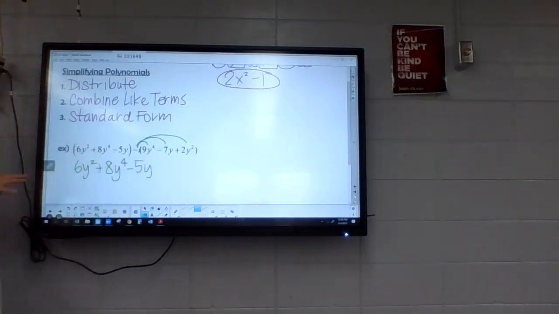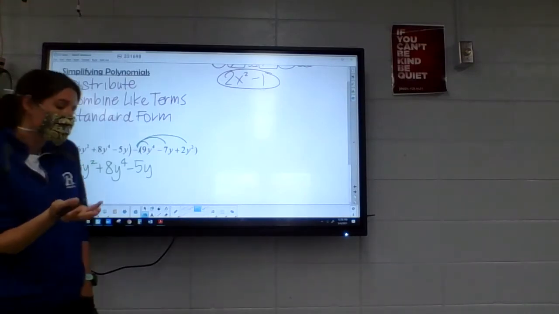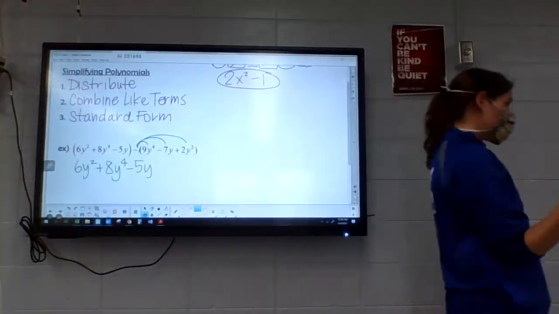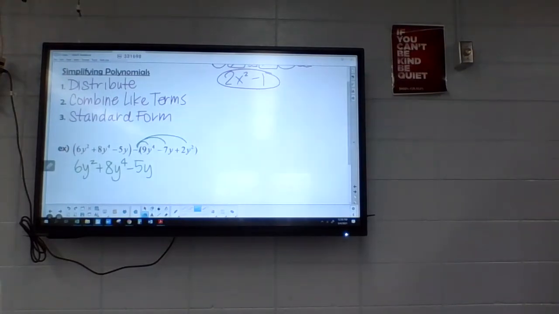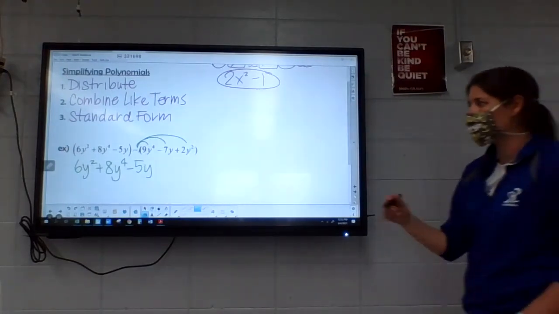So this first one doesn't change at all, so I just rewrote that. Wouldn't we be on the top one, we distribute that plus? Technically, but distributing a positive one doesn't change anything. Oh, okay. So that's why it didn't. It's the negative one that changes. Yeah, the negative changes all these signs.